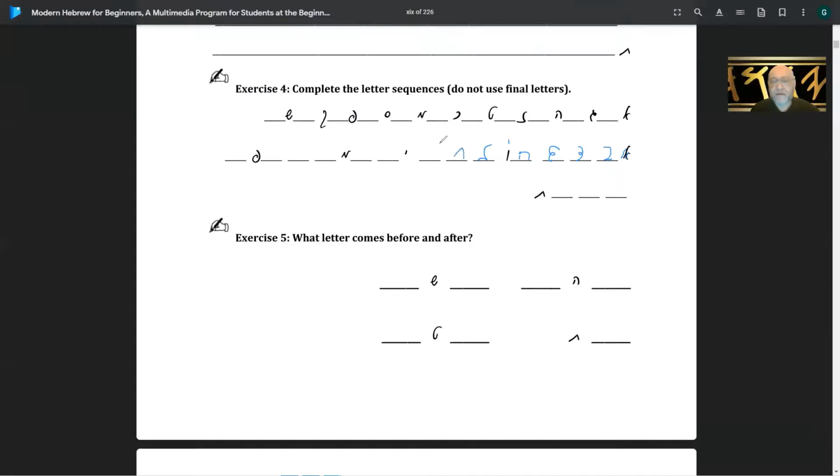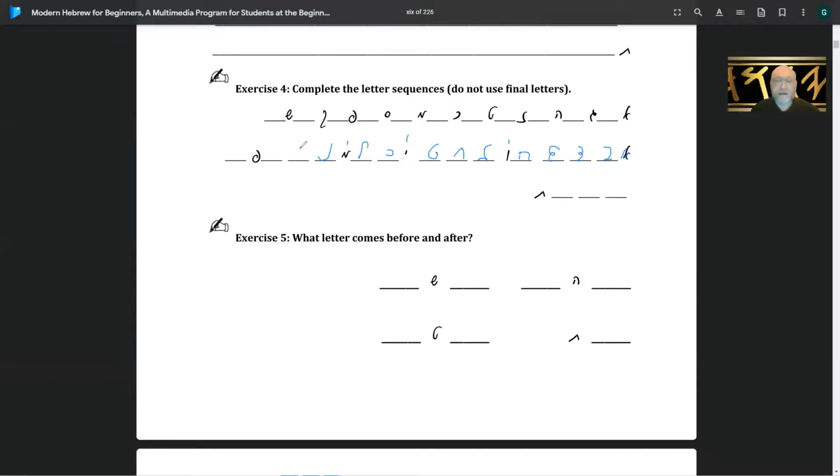Chet, and then Tet. Remember that was like this. Tet, Yod, Chaf, Lamed, Mem. Okay, now we need the Noon. I'm trying to remember. That looked almost like a J. Mem, Noon.